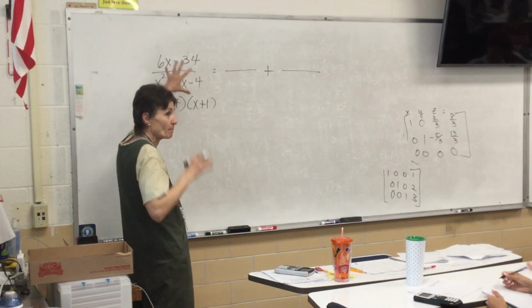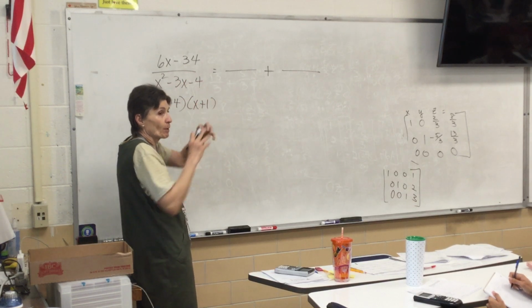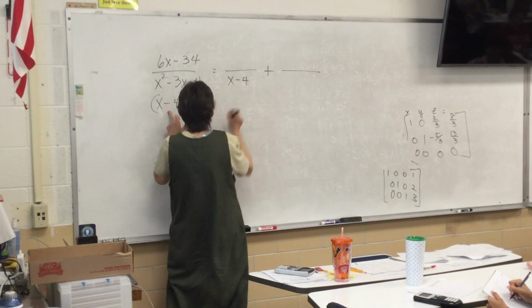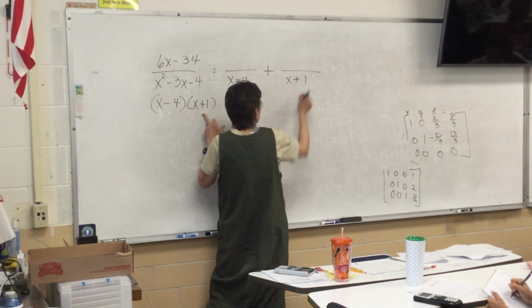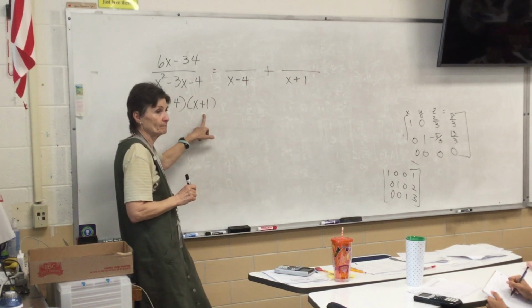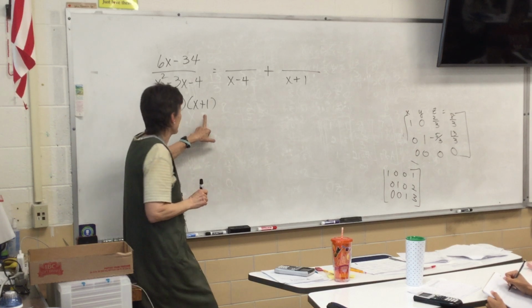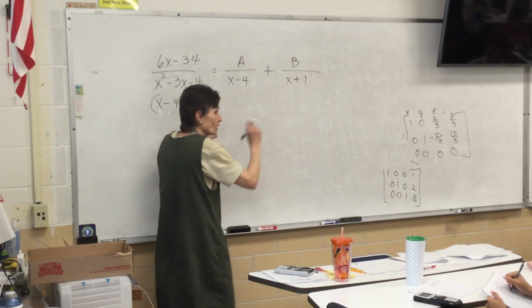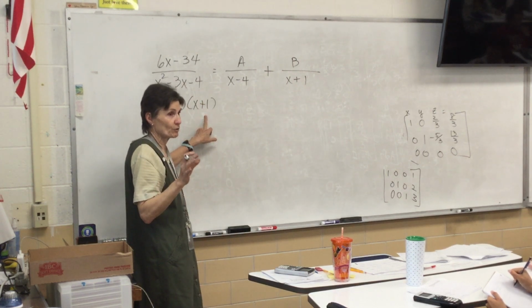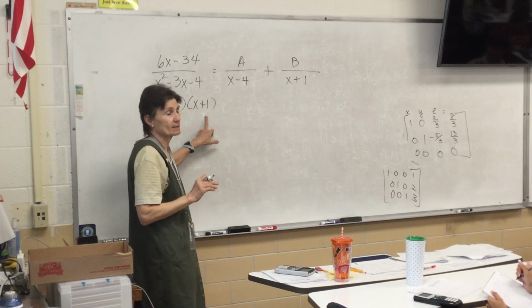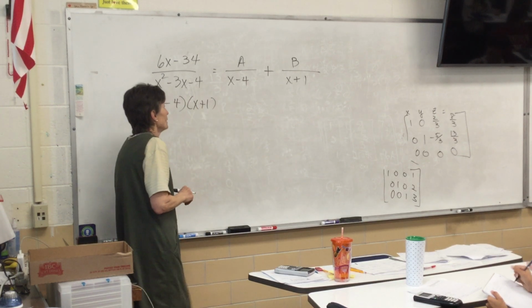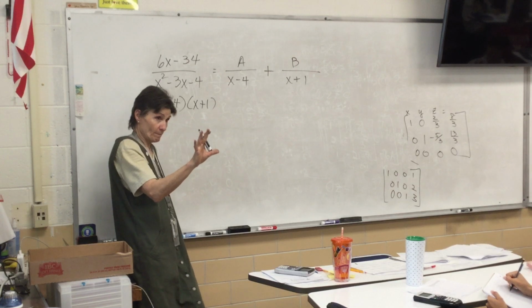So this is like the big fraction, and I'm going to break it apart into 2 littler ones. One's going to have a denominator of x minus 4, and one's going to have a denominator of x plus 1. I have no idea what these numerators are, so traditionally we call them A and B. You can call them whatever you want, not x. Don't use x because it's already in the problem. All right, everybody good so far?